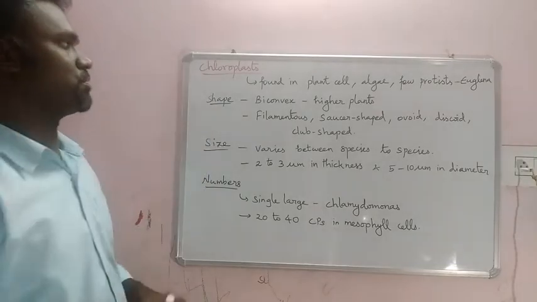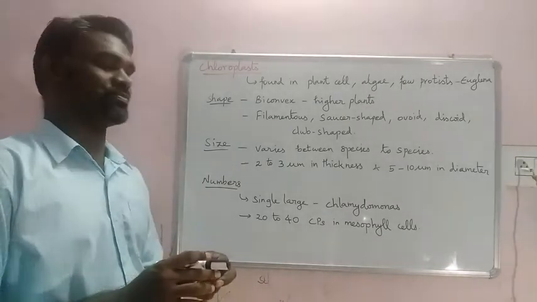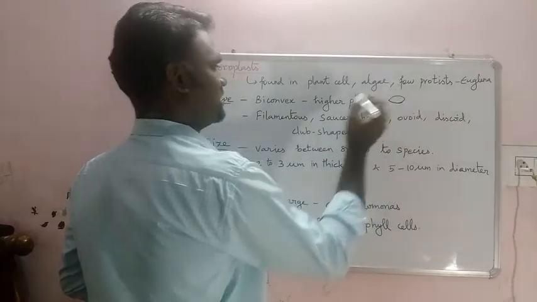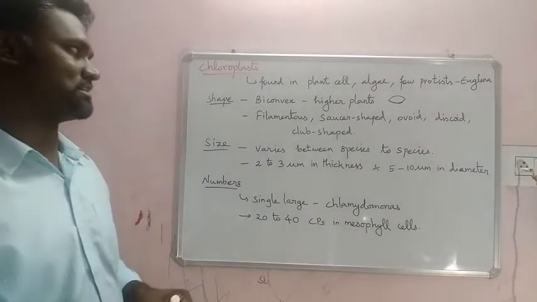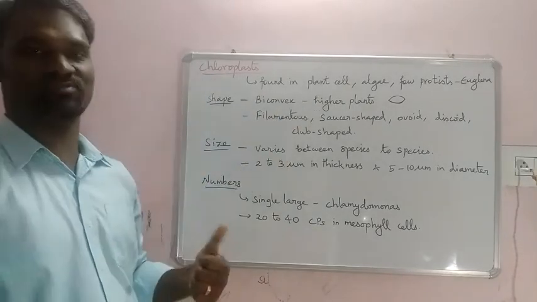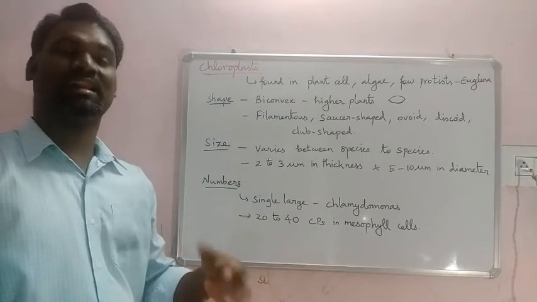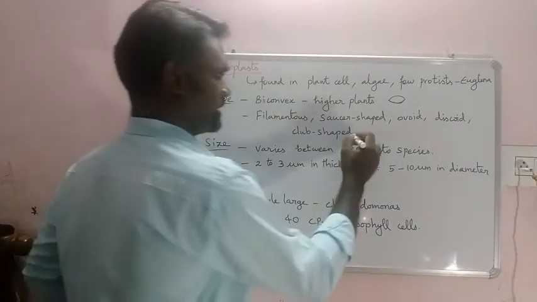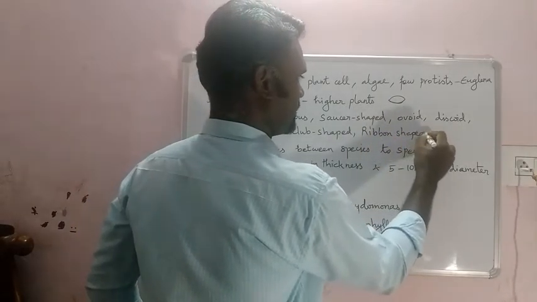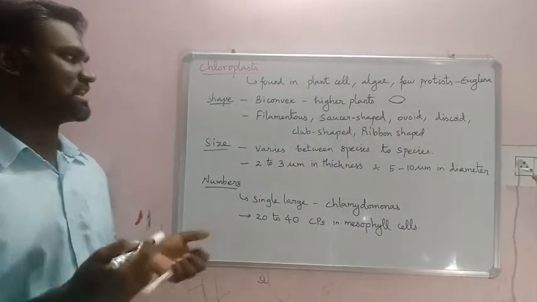So second one is the shape of chloroplast. Generally they are in a biconvex shape, right? Simply I can show the diagram over here. Biconvex shape will be there. That is it. So it is available in the higher plants. Apart from that, the shape will be available in different forms. They will be in a filamentous form, saucer shaped, ovoid, discoid, club shaped, ribbon shaped, right? Ribbon shape also I can write here. In Spirogyra you must have seen that ribbon shape available. So different shapes of chloroplast are available.